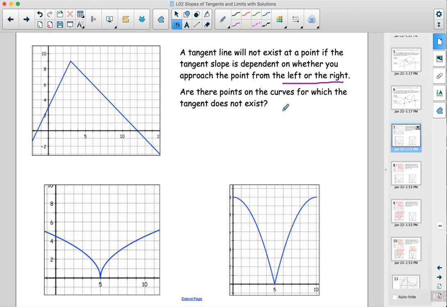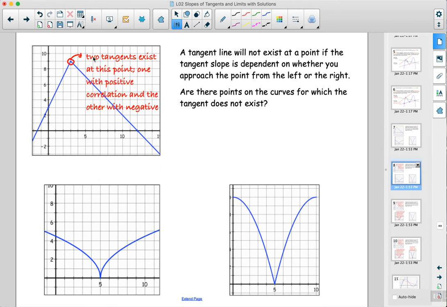Are there points on the curves down below for which the tangent doesn't exist? So we'll start with this one. And again, you can control the timing. So start with this one. Do we have an issue with points of tangency? And it turns out we do, right here.